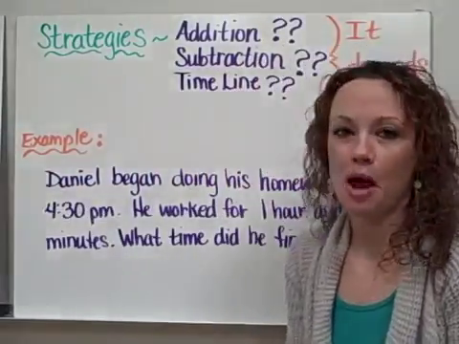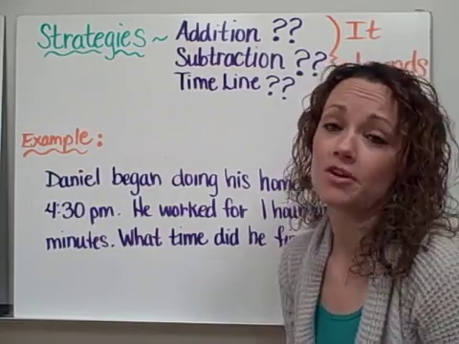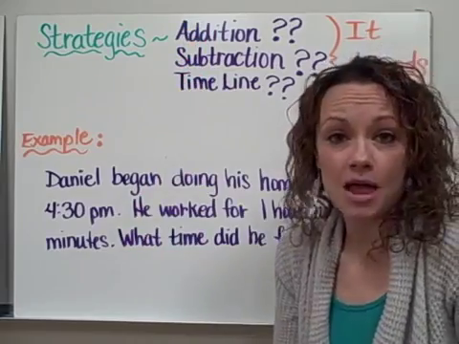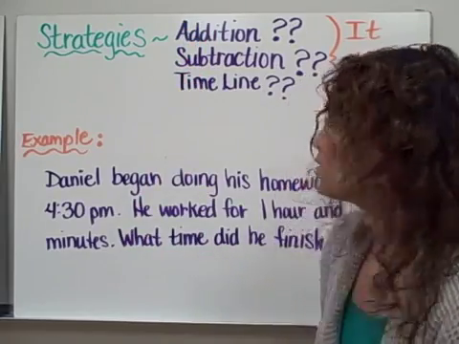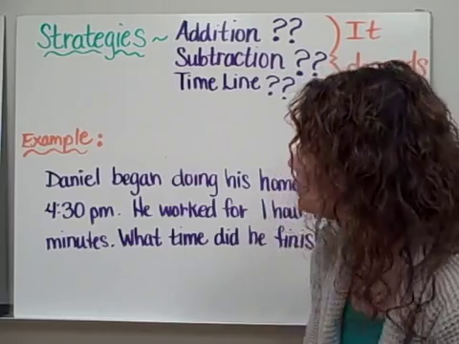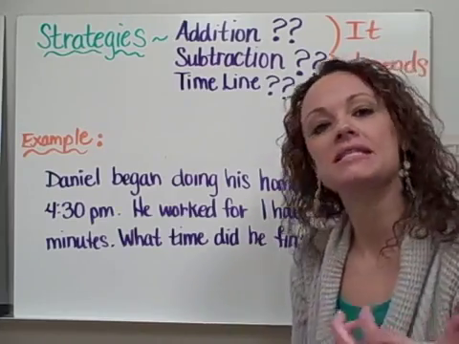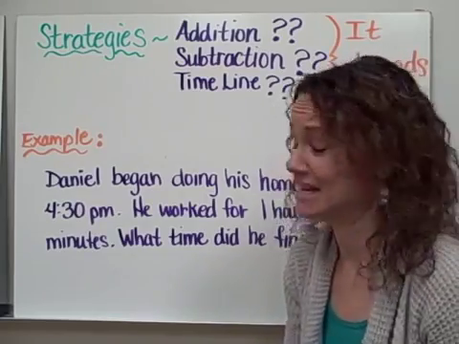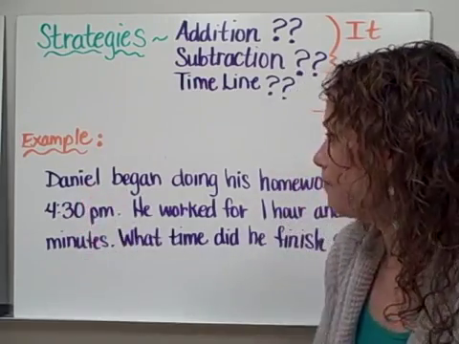All right, how do we solve problems using elapsed time? Well, there are a lot of different methods you can use. Addition, subtraction, a timeline, which one's best? Well, it actually all depends on what type of problem you're looking at. I like to use timelines often because they help me see the time that has gone by or the time that has passed. So I'll be showing you that method today. Let's take a look at our first example problem.